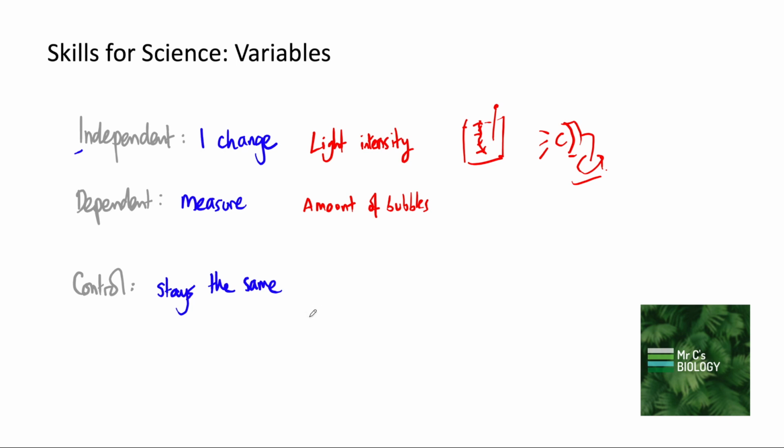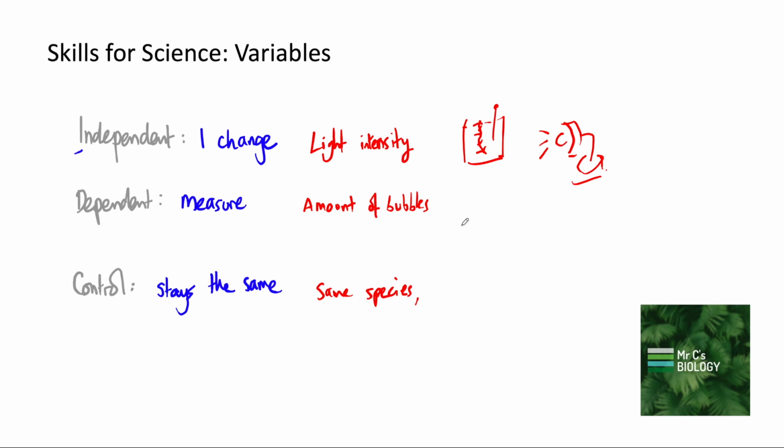If we're doing an experiment on a living organism, an easy control variable that we can use is we always want to use the same species. So we don't want to do two experiments where we have a plant with a lamp and it's 15 centimeters away, and then we're moving it further away and counting the number of bubbles. But this time we're using a different species of plant. That wouldn't really work.